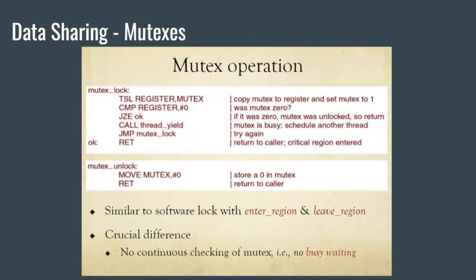If we go to the next slide, we have mutexes. Mutexes are essentially the best solution that we have to this. It's essentially a software lock that acts just like the enter region and leave region from Peterson's. But the crucial difference is that there's no continuous checking of the mutex, so no busy waiting. All you need is to declare a mutex variable, and you can do that either with the macro at the global level, or with the init function in main. Then you just need your pthread mutex lock and pthread mutex unlock around the critical region.